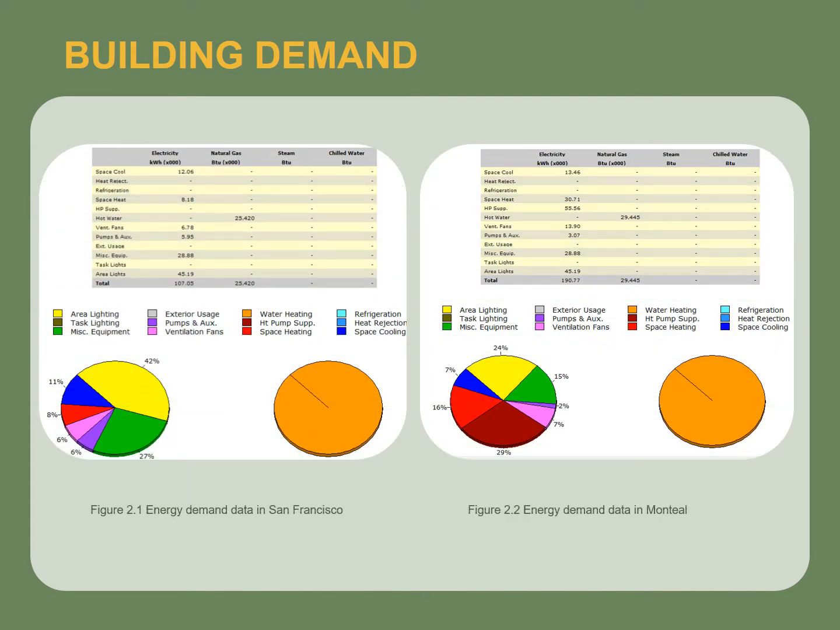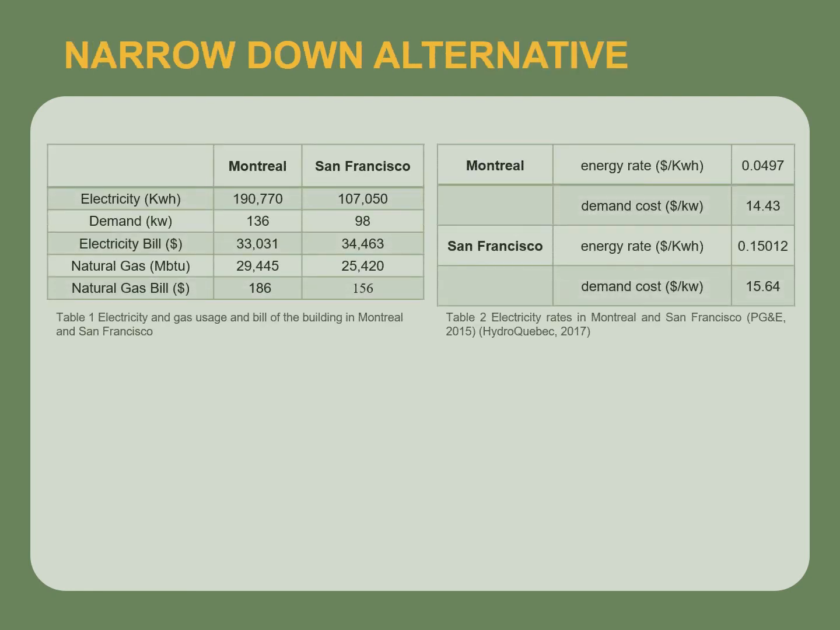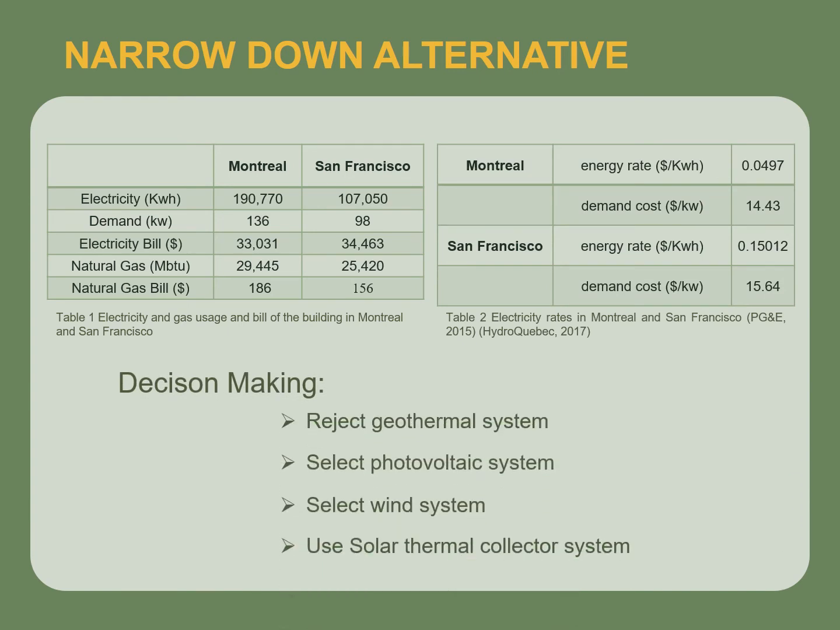The total annual energy demand of the proposed building is simulated by eQuest, including electricity and natural gas use. To select a renewable energy system for the building, we considered sun resource, wind resource, and geothermal resource. Based on the feasibility analysis, we narrowed down the alternatives. Reject the geothermal system, select photovoltaic system, select wind system, use solar thermal collector system.